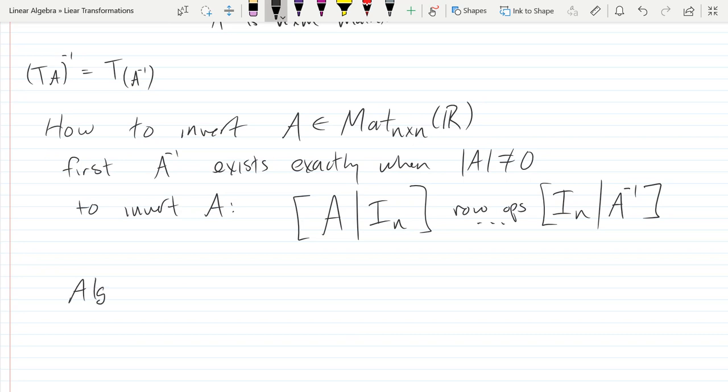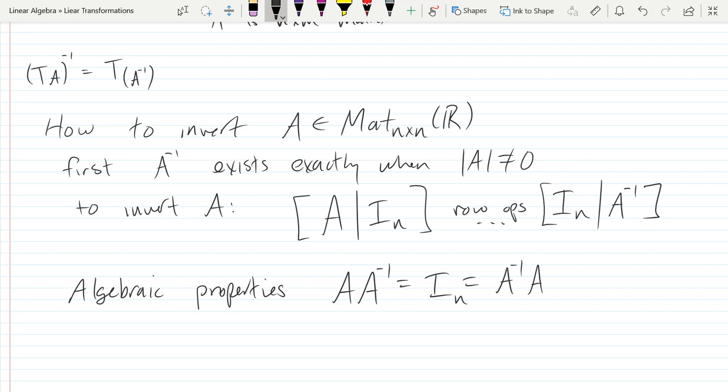And of course, algebraic properties: A times A inverse is I_n specifically, and A inverse times A too, it doesn't matter the order. So you can commute matrices if you know they're inverses of each other. It's a little silly to commute inverses because you can also cancel them out to the identity. There may be some weird situation where you'd want to commute inverse matrices, but most of the time you'd want to cancel them to the identity.